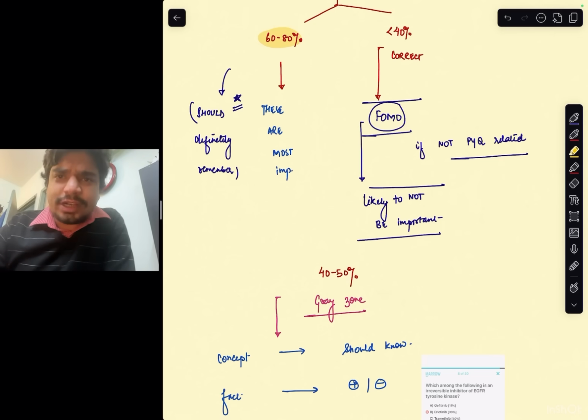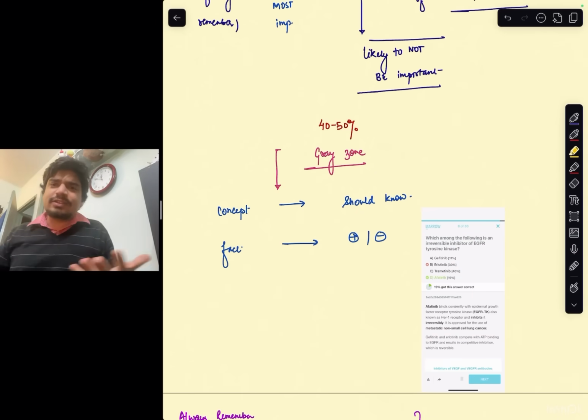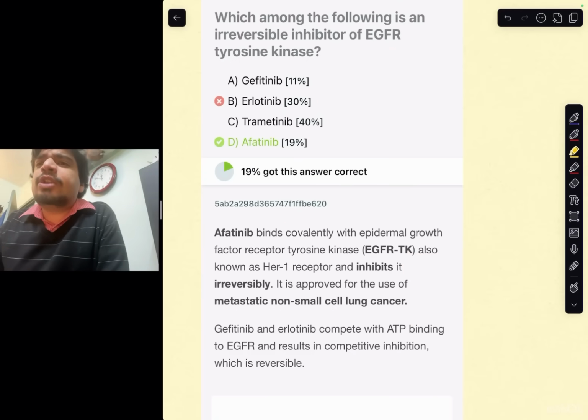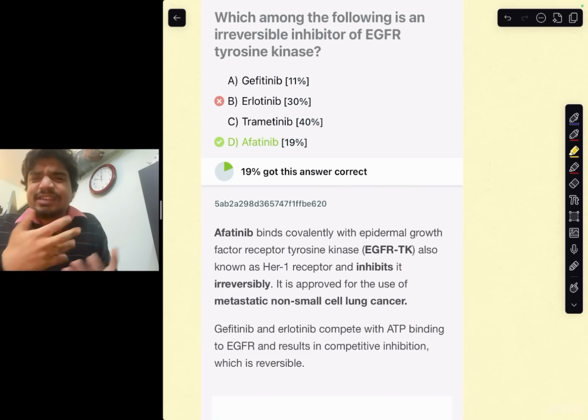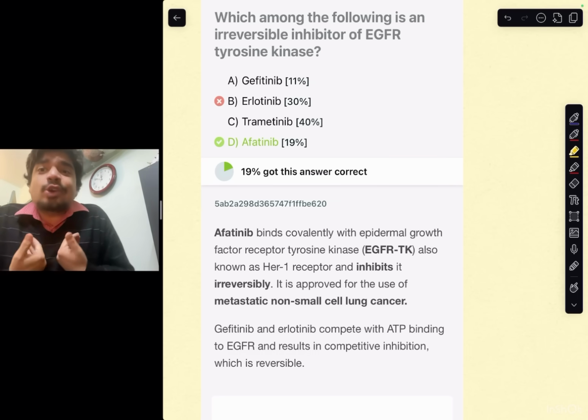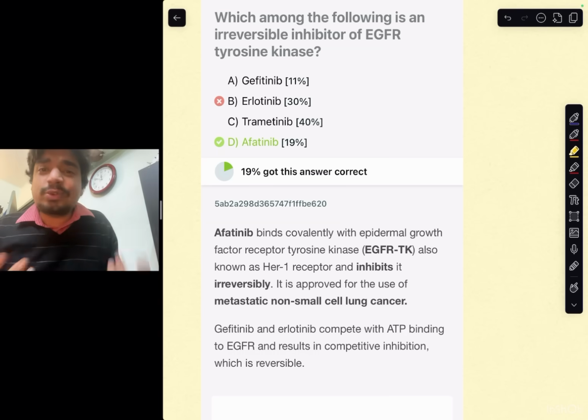The gray zone is 40 to 50%, I would say. If it's a concept, you should know. Fact, again, plus minus. Again, I'll give you an example. For example, this one: which of the following is an irreversible inhibitor of EGFR tyrosine kinase? So EGFR inhibitors, the names are important. Irreversible and reversible. As an oncologist, again, I did not know. Again, 90% have gotten it correct. Why? Because it's a useless fact.